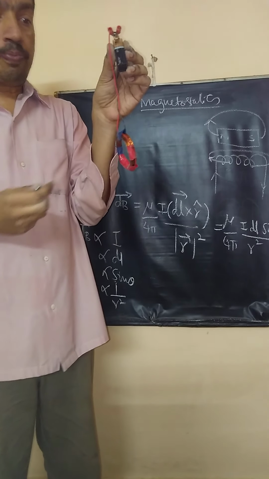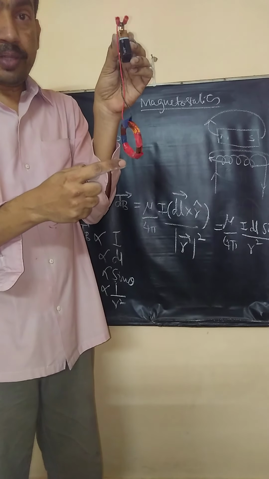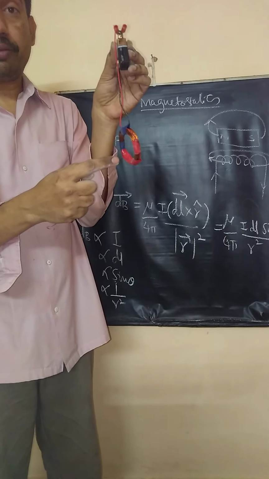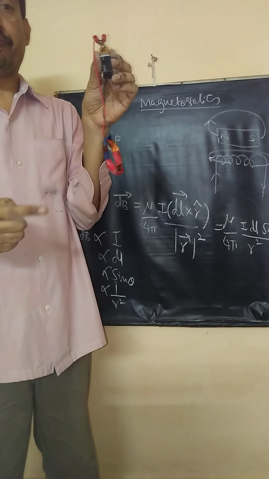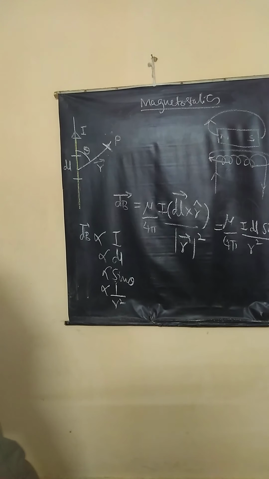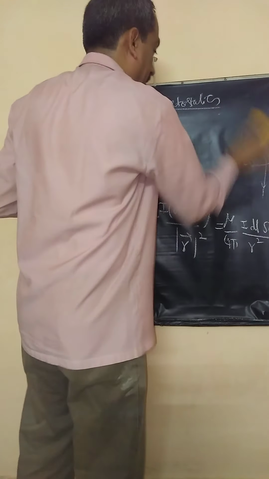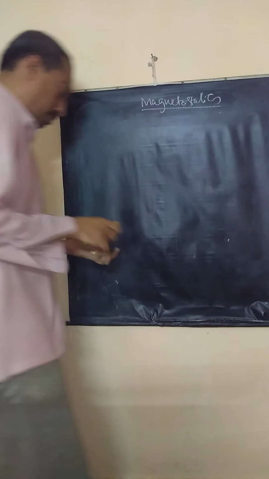So now I want to know, using Biot-Savart's law, can we calculate the magnetic field at the center of the circular coil due to this flow of current? What is the magnetic field along the axis of the circular coil? We'll do that now. We'll find the expression for the magnetic field on the axis of the circular coil, at the center of the circular coil.